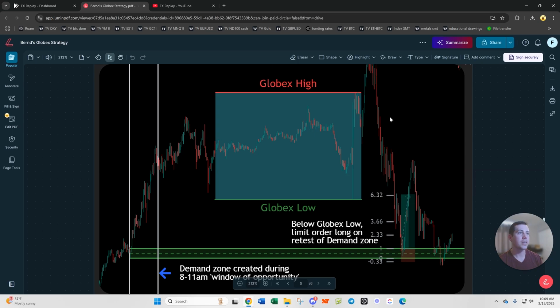When we came into the session this day, we waited for two things. One, the Globex low was swept. That's our first criteria. And then all we're doing is putting a limit order on this demand zone. He uses certain fib retracement levels, negative 0.33, 2.33, 3.66, and 6.32, and he uses this 0.33 buffer for his stop losses. That worked really well when we tested the ES, so I'll do that as well for the US30 today.